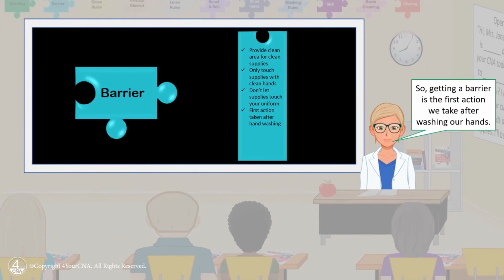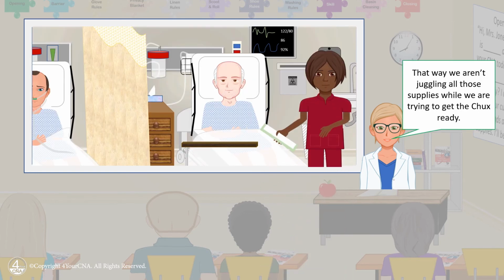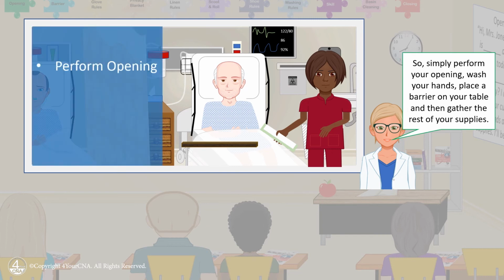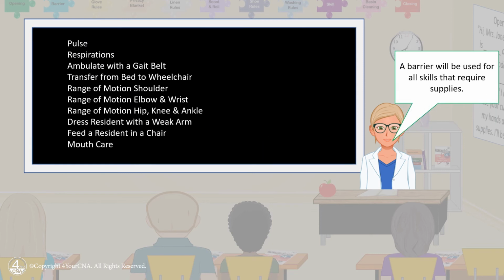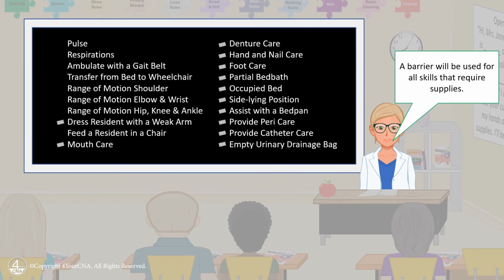So getting a barrier is the first action we take after washing our hands. That way we aren't juggling all those supplies while we are trying to get the chucks ready. So, simply perform your opening, wash your hands, place a barrier on your table, and then gather the rest of your supplies. A barrier will be used for all skills that require supplies.